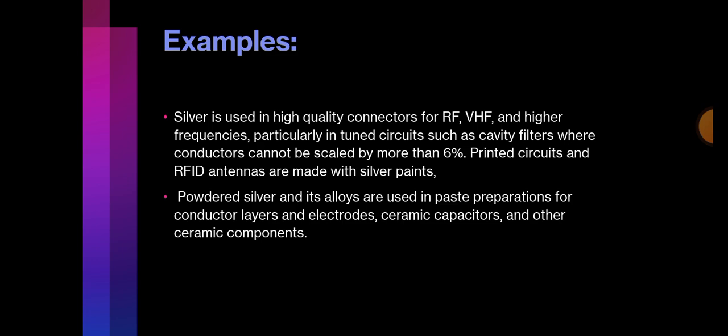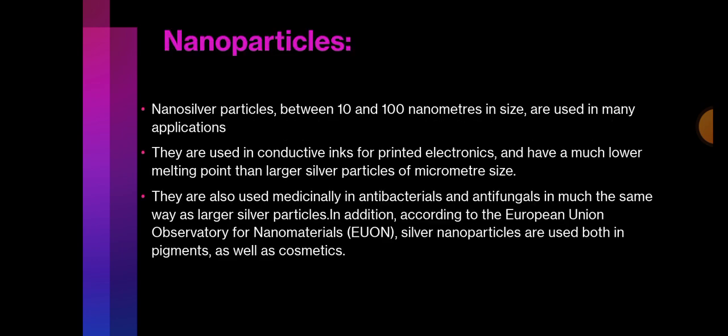Nanoparticles. Nanosilver particles between 10 and 100 nanometers in size are used in many applications. They are used in conductive inks for printed electronics and have a much lower melting point than larger silver particles of micrometer size. They are also used medically as antibacterials and antifungals in much the same way as larger particles. In addition, according to the European Union Observatory for Nanomaterials, silver nanomaterials are used both in pigments as well as in cosmetics.